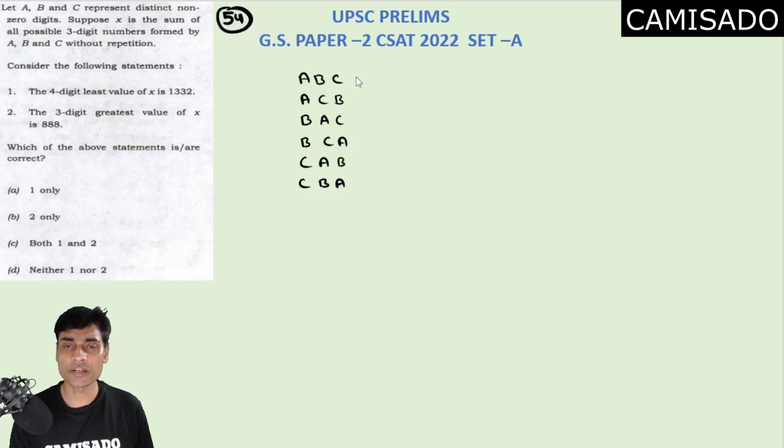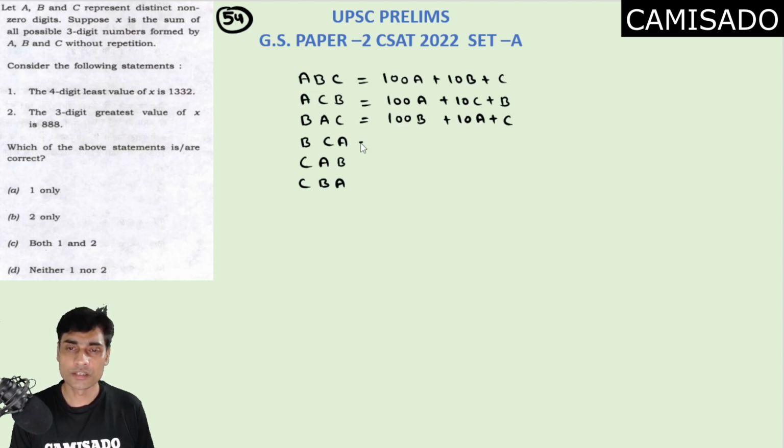So basically if I write ABC, we can write using the place value system: it's 100A plus 10B plus C. For ACB similarly we can write 100A plus 10C plus B. BAC we can write 100B plus 10A plus C. Then 100B plus 10C plus A, then 100C plus 10A plus B, and lastly 100C plus 10B plus A.